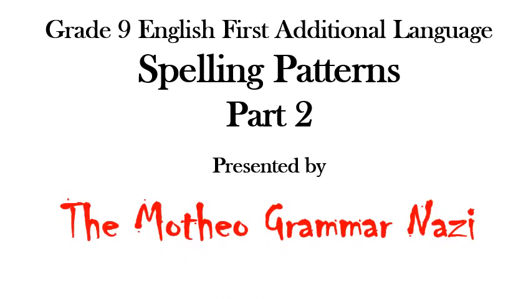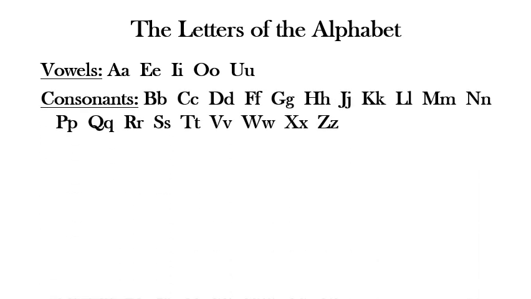Let's go straight into just a reminder of the letters of the alphabet. You have the vowels, A, E, I, O, U. You have the consonants, which is basically all the other letters except the semivowel, which is Y. It can serve as both a vowel or a consonant.